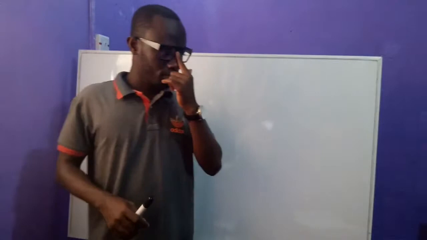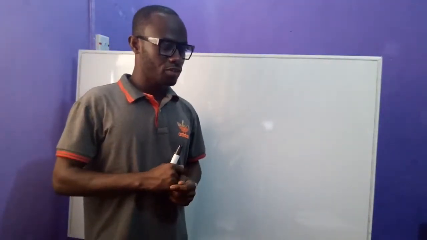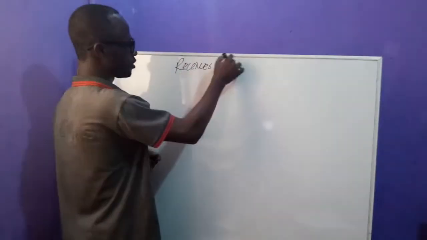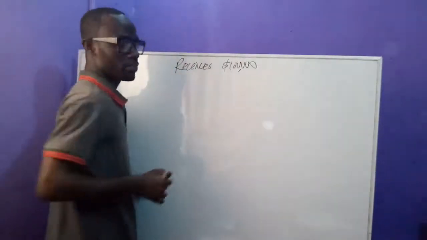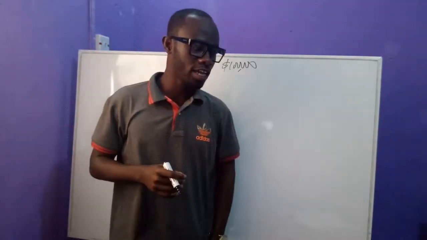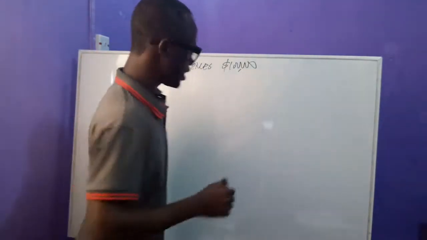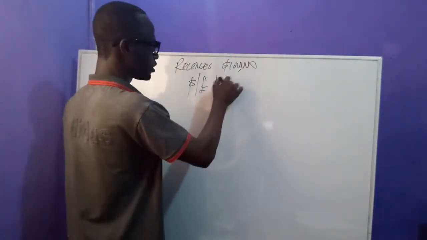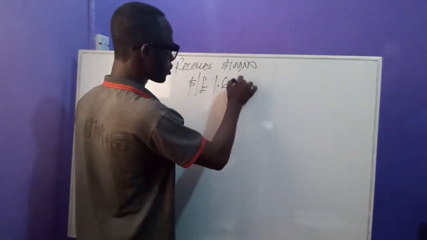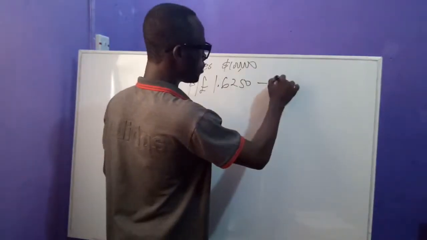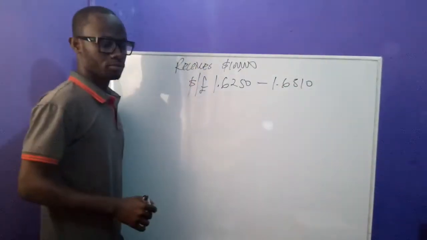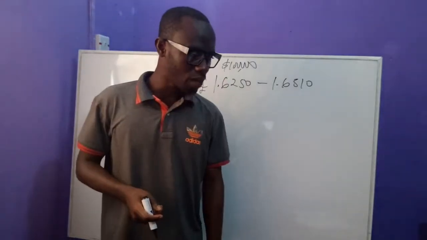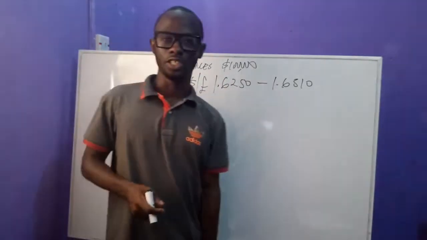So example 1. A PLC receives $100,000 from a customer in the US. The exchange rate is 1.6250 and 1.6310. Required: how many pounds will a PLC receive?